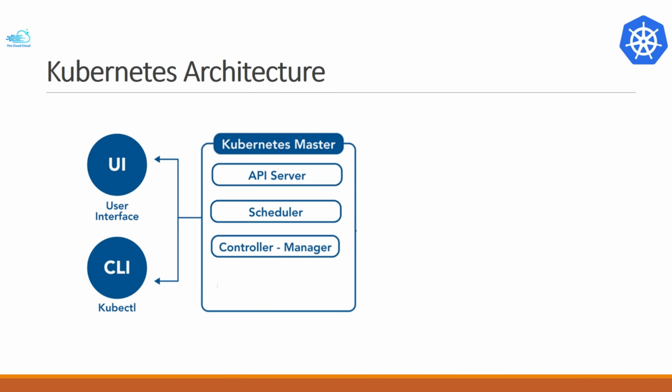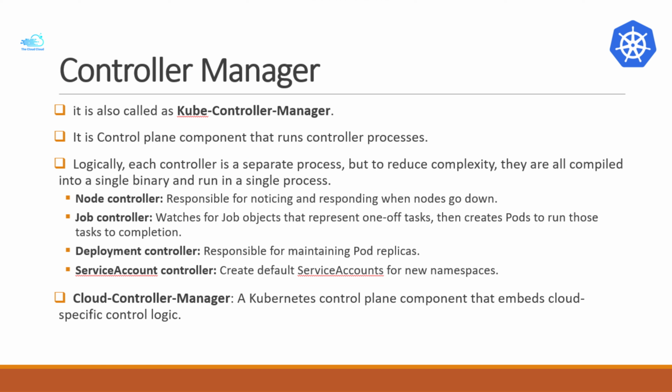Controller manager. Controllers are nothing but control loops. In Kubernetes, controllers are control loops that watch the state of your cluster. They make changes or request changes whenever needed. Each controller tries to move the current cluster state closer to the desired state. In robotics automation, a control loop is a non-terminating loop that regulates the state of the system.